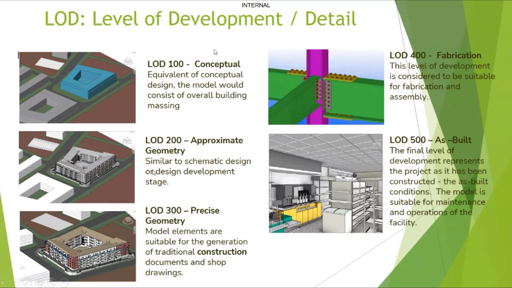LOD means level of detail: how much detail you need for the detailed design levels. These are LOD 100, 200, 300, 400 and 500. LOD 100 provides conceptual level detail, LOD 200 approximate geometric design, LOD 300 construction modeling of elements suitable for construction, and LOD 400 and 500 provide more detail.